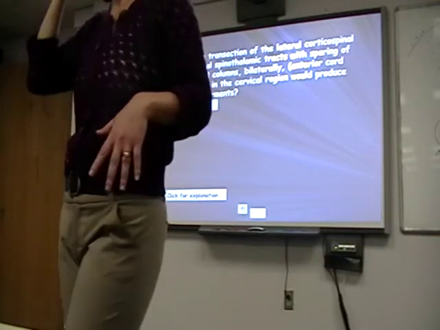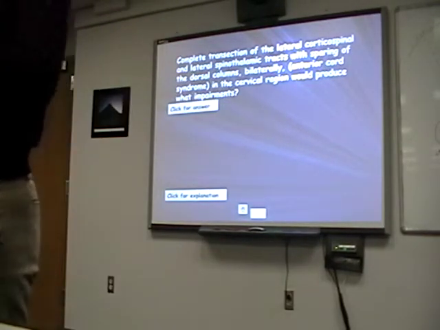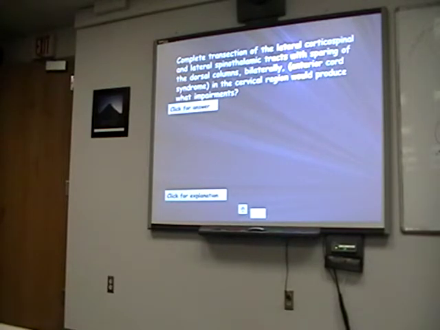Proprioception, deep pressure, vibration, two-point discrimination. Right, so they have discriminative touch, they have proprioception, so they know where their arms and legs are. But they can't move them. What else can't they do? Sounds miserable. It is miserable. Well, you have loss of pain and temperature. That's still neck down.